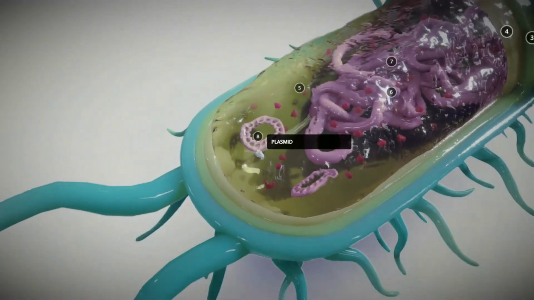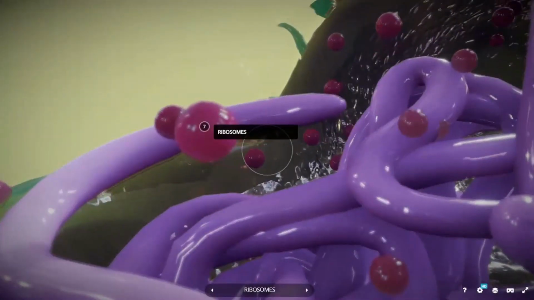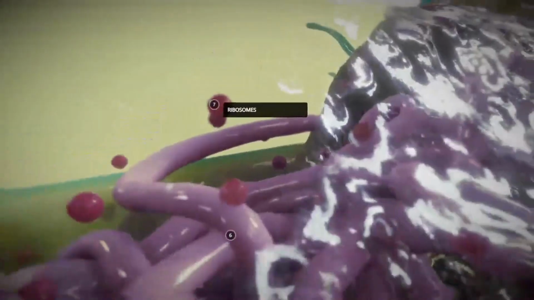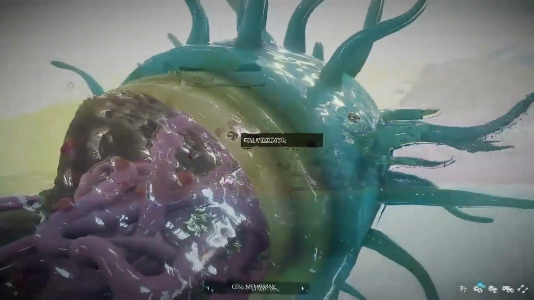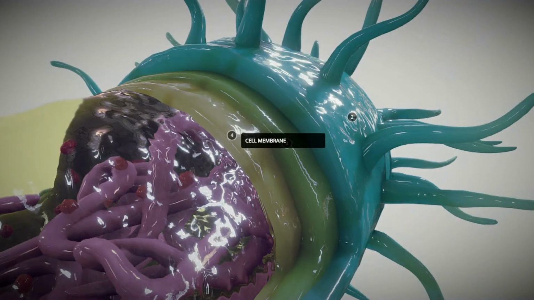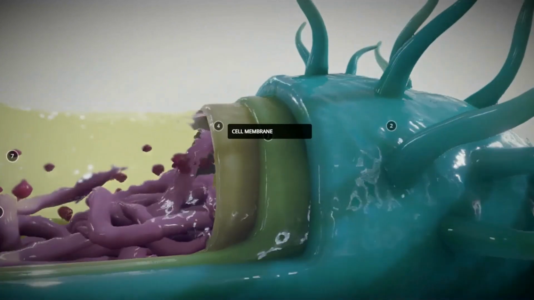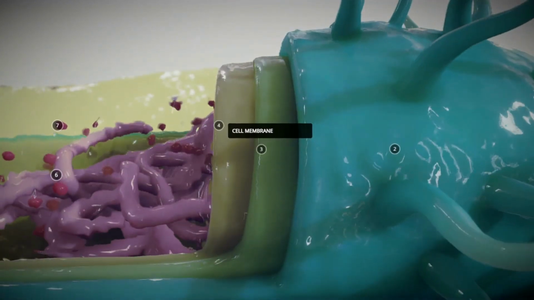Our prokaryotes also have ribosomes, as well as cytoplasm. They have a barrier separating the cell from its surroundings, their plasma membrane, and they have a means of making and using energy. They have metabolism.